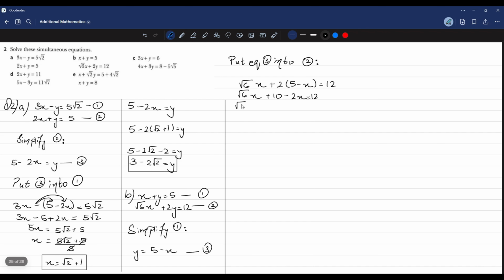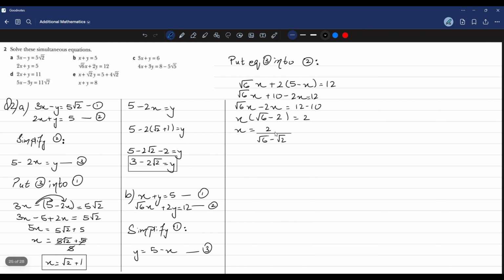Simplify this. Under root 6x minus 2x is equal to 12 minus 10. Take x as the common because that's the only thing we can do right now. Under root 6 minus 2 is equal to 2. And x is equal to 2 divided by under root 6 minus under root 2.